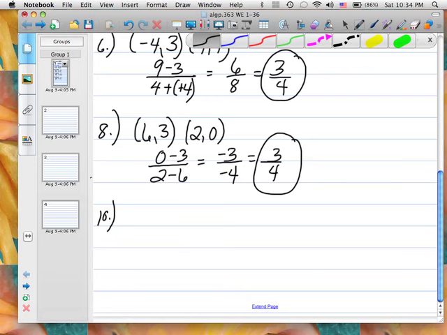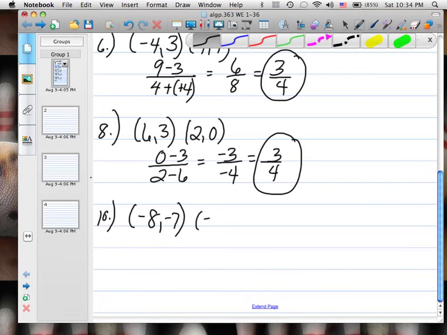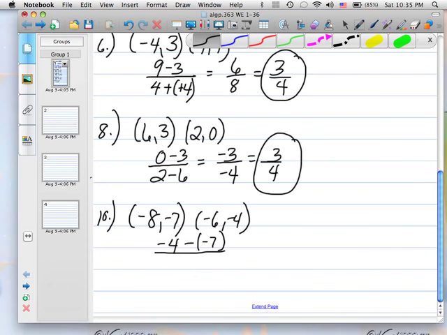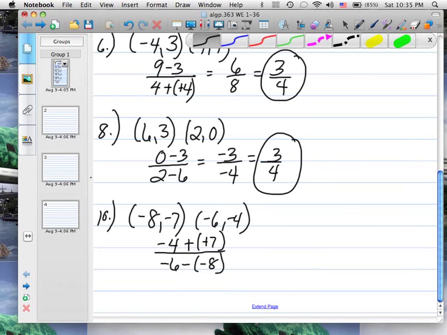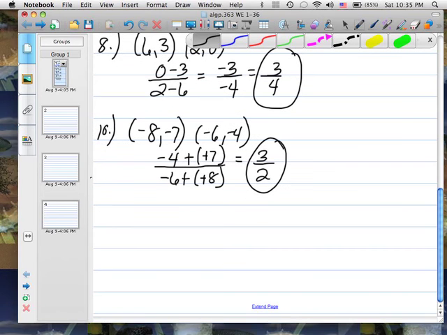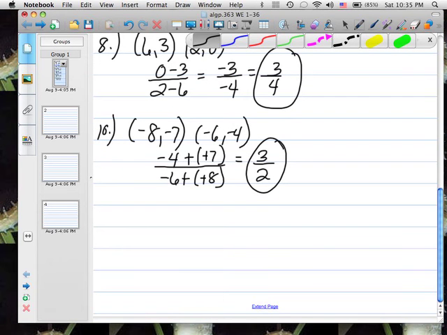Number 10, ordered pairs are (-8, -7) and (-6, -4). Change in y, -4 minus a negative 7 over the change in x, -6 minus -8. This becomes -4 plus 7, so that's 3. -6 plus 8 is 2, so our slope is 3/2, going up 3, right 2.